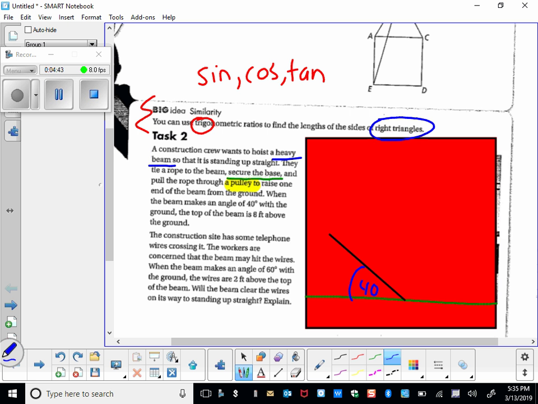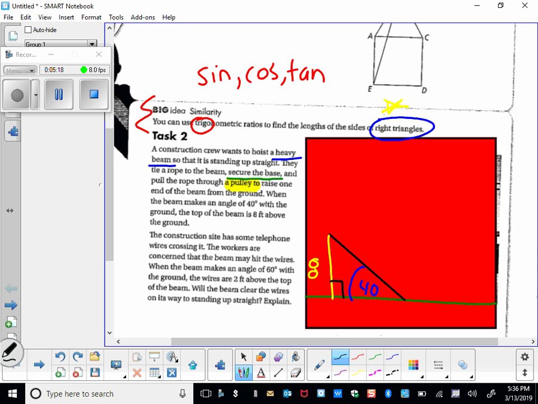And if we draw a line that will connect the end of the beam with the ground, in a color you can actually see, they're saying that this distance is 8 feet. So if you notice, we have just drawn a right triangle. And our right angle is going to be formed between the yellow line and the brown. So there's a right triangle.